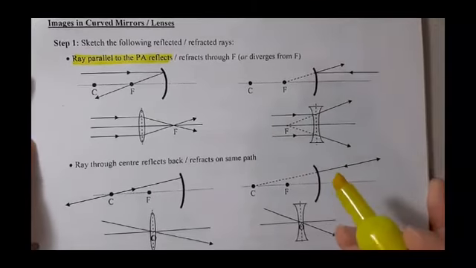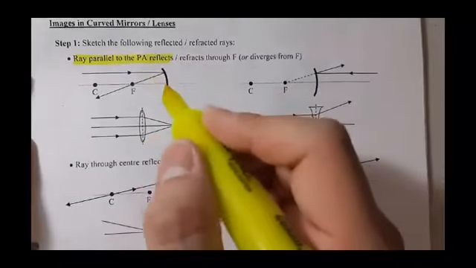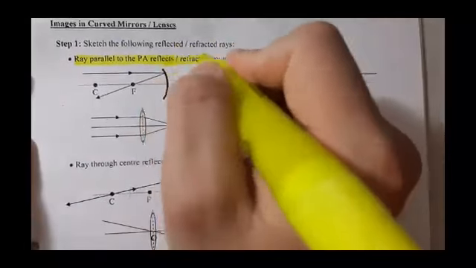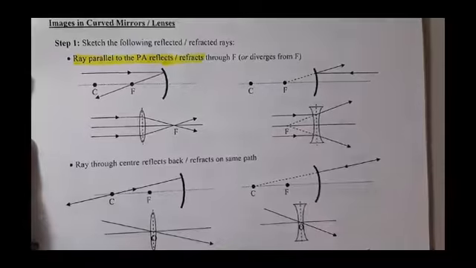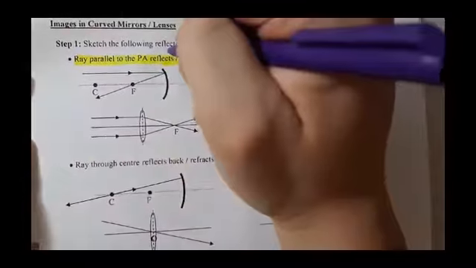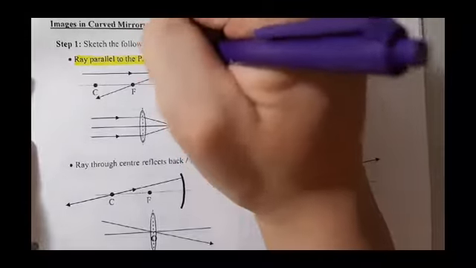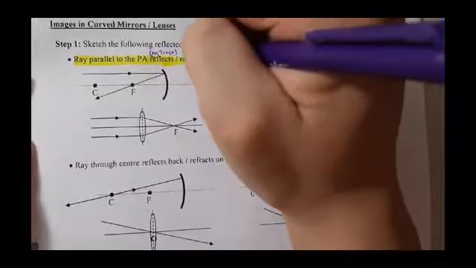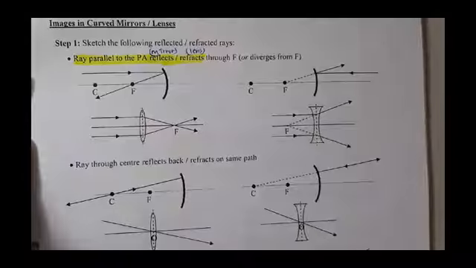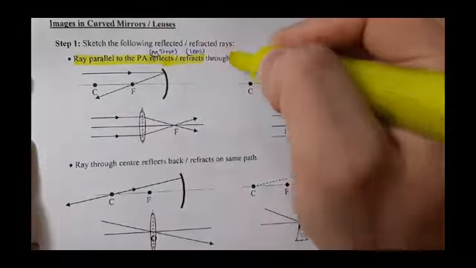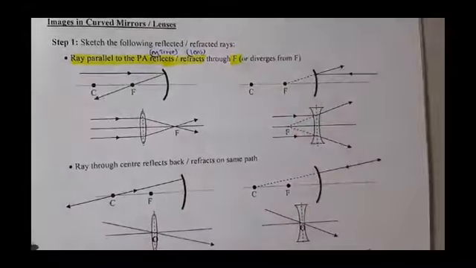So what does that mean? Actually, I'm going to explain that afterward. Then it's going to reflect or refract, depending on what type of material you're dealing with. Of course, mirrors reflect, lenses refract. And it has to go through F. So here's the thing.